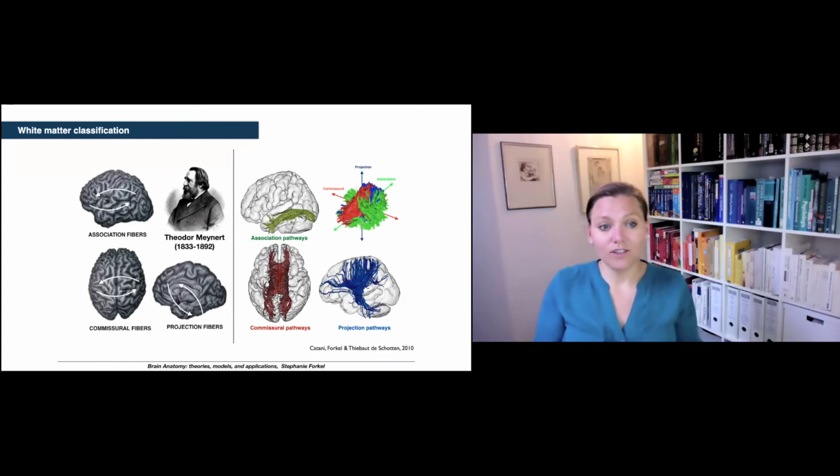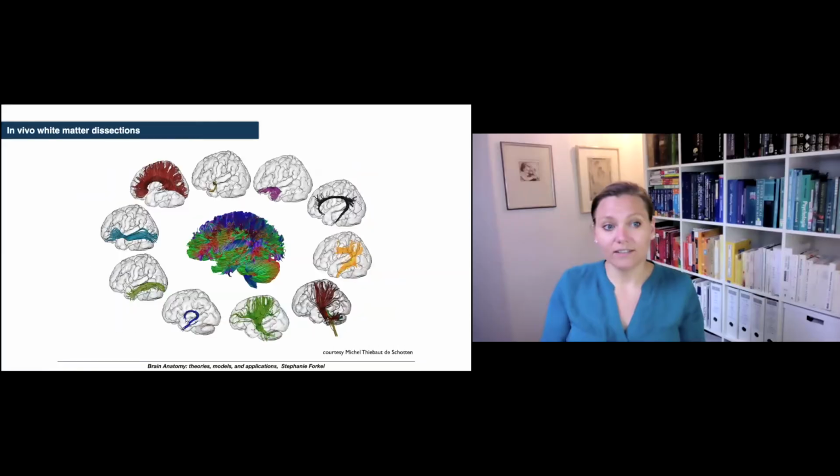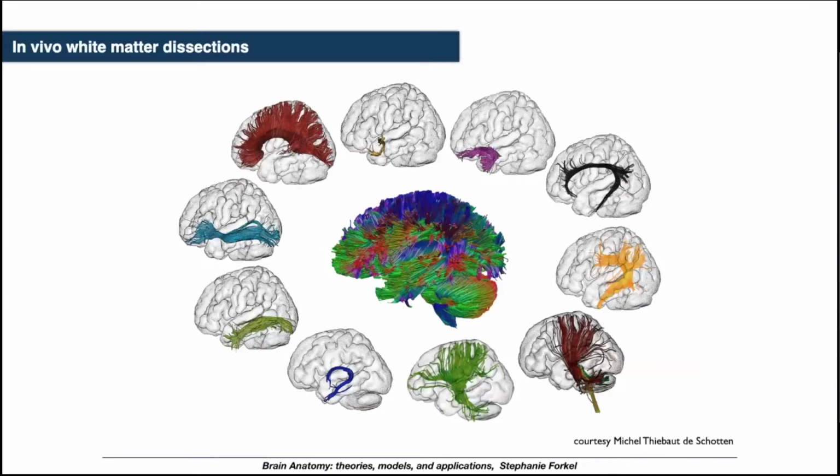Now, using that method, we can then track the entire tractogram of the brain. Tractogram just means all the connections in the brain. And you can segment out, as you've just learned how to do, the various different structures that you're interested in.